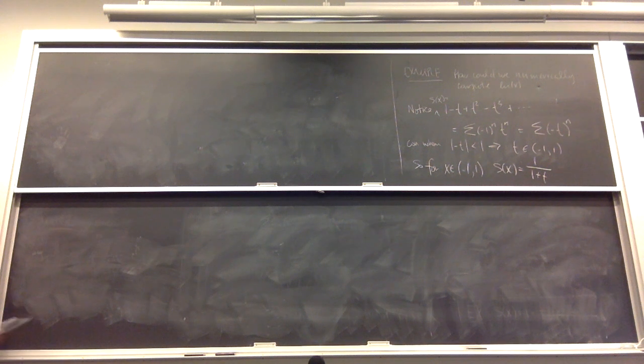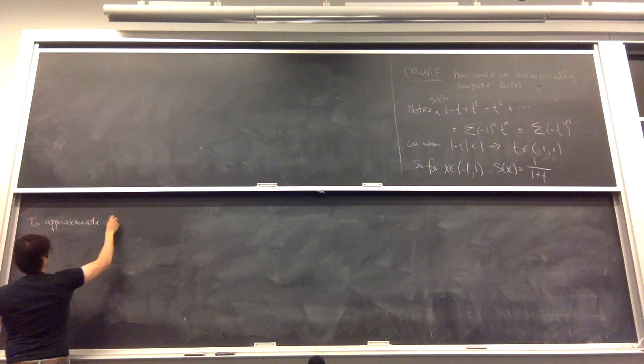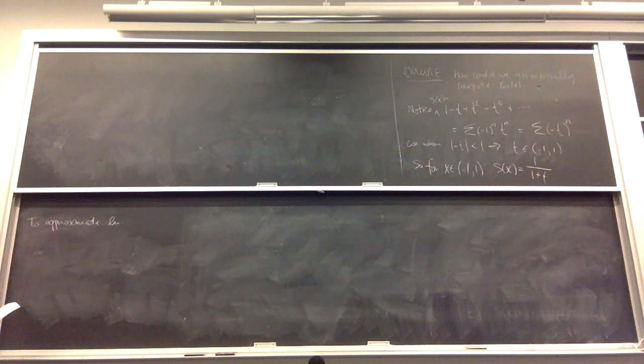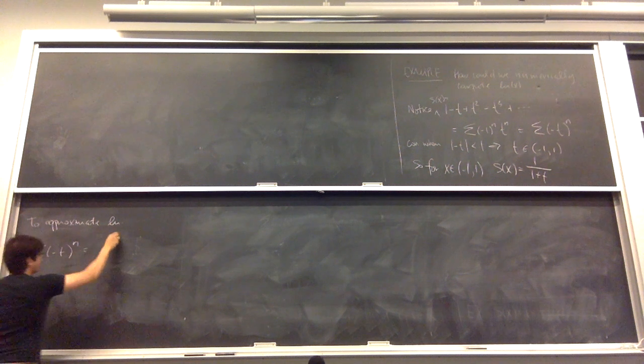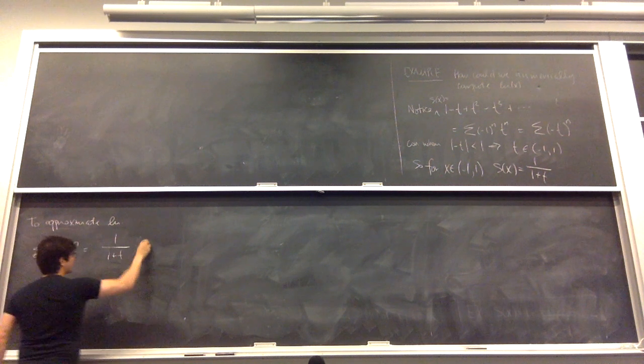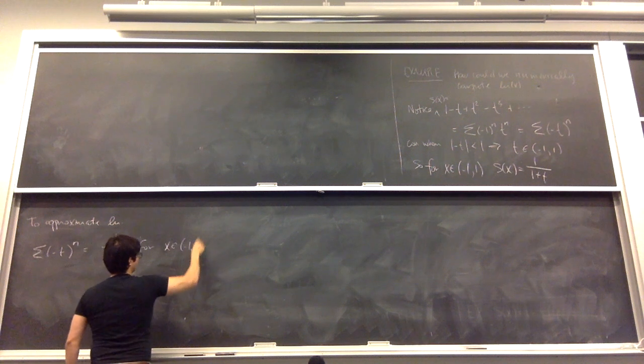Okay, so I'm going to do something that's going to look like the fundamental theorem of calculus, but it's not the fundamental theorem of calculus, what I'm employing here. So to approximate ln, we're going to do this. Right? So I know that the sum of (-t)^n is equal to 1 over 1 plus t for t in this interval.